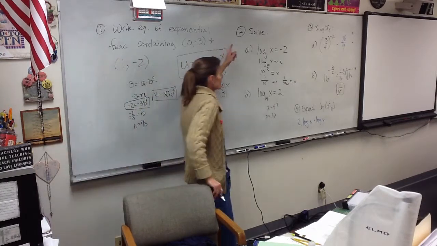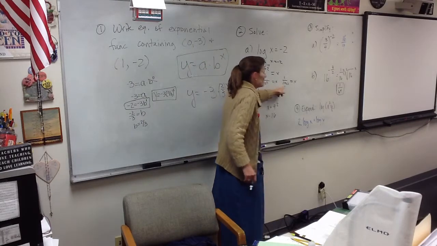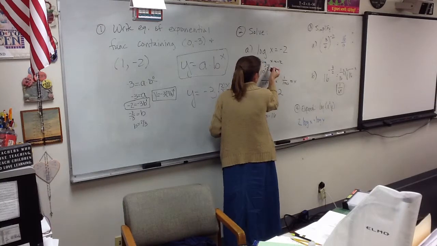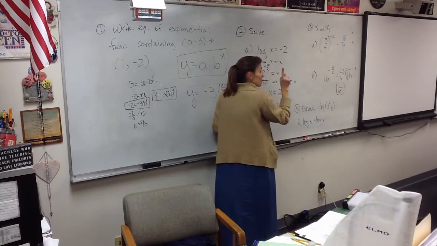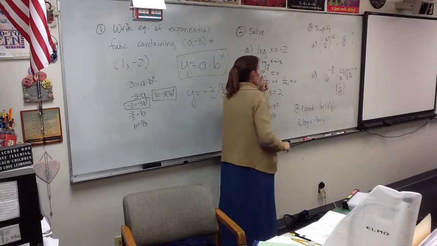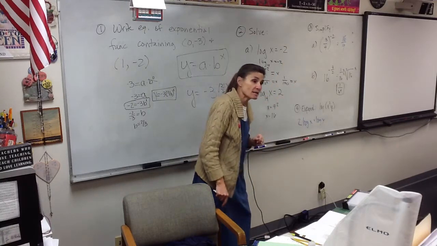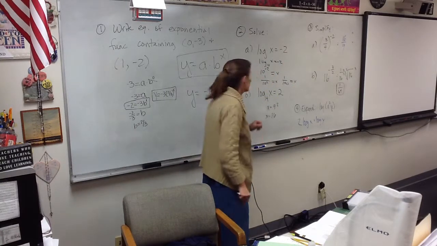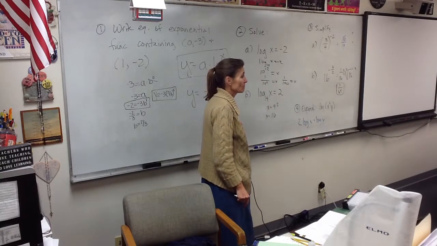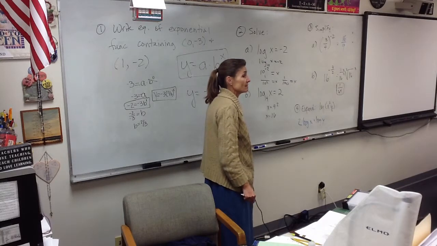Okay, 2. This was yesterday's lesson. We did a great job. We understood, there's an understood 10 there. See how it's written? And then we translated. 10 to the -2 is x. What does 10 to the -2 mean? 1 over. Negative exponents mean 1 over. So we have 1 over 10 squared, 1 over 100. Anybody have a question about 2a?